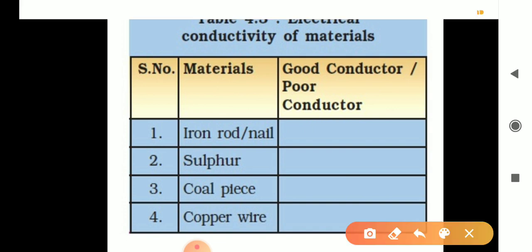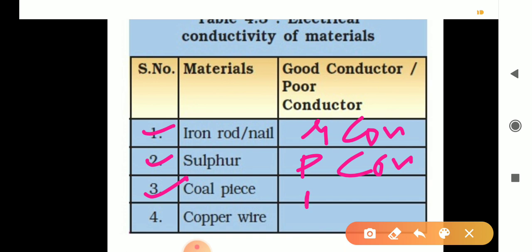The first is iron, or iron nail. So obviously it is a good conductor. The next is sulfur. Sulfur is a poor conductor. Then coal piece. It is also a poor conductor. And copper wire, obviously, it is a good conductor because you know all the metallic wires through which electricity passes in our home are all made up of copper.